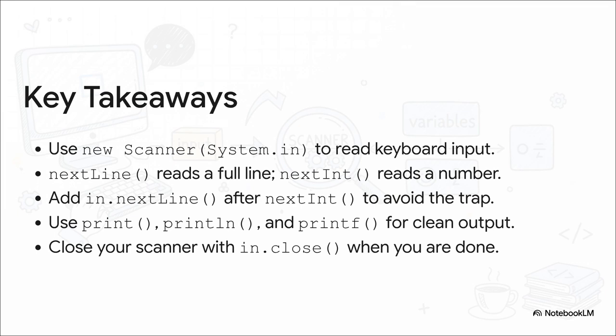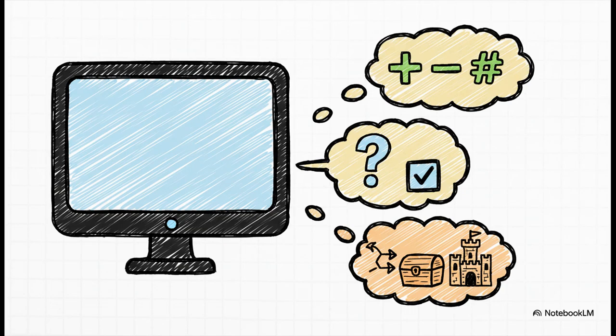Crucially, you know how to avoid that infamous nextLine trap. You know how to format your output so it looks professional, and you know to be a good programmer and close your scanner when you're all done. And this is why it all matters. With just these skills, you can now build some really cool interactive tools. Think about it, a simple calculator that asks for 2 numbers and adds them.